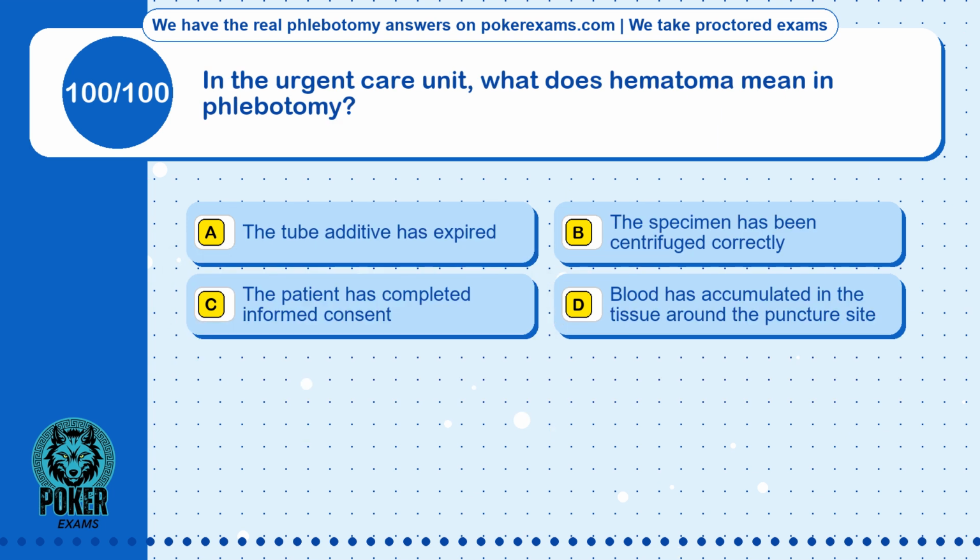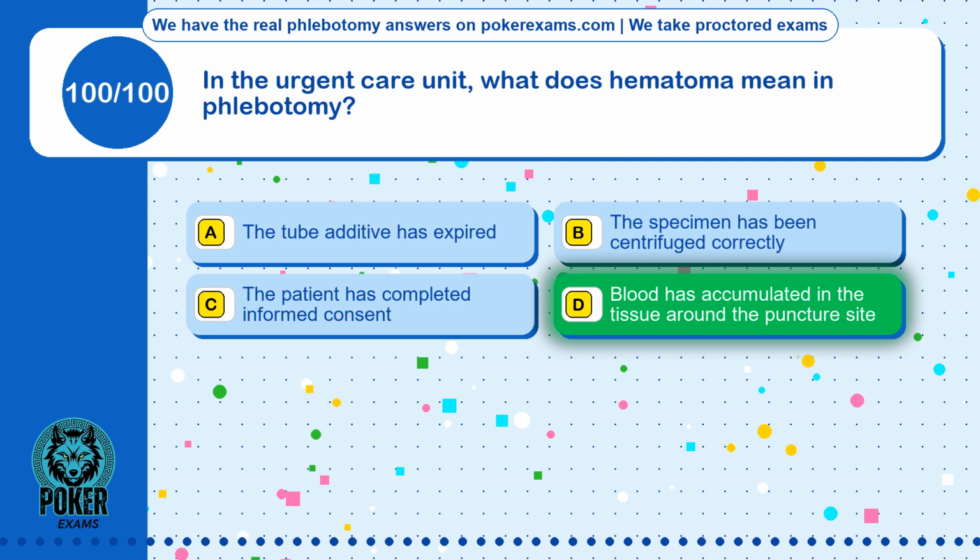Question 100. In the urgent care unit, what does hematoma mean in phlebotomy? Option A. The tube additive has expired. Option B. The specimen has been centrifuged correctly. Option C. The patient has completed informed consent. Option D. Blood has accumulated in the tissue around the puncture site.